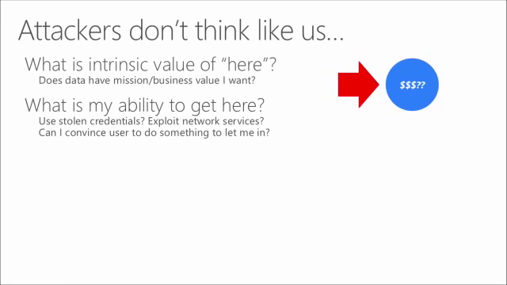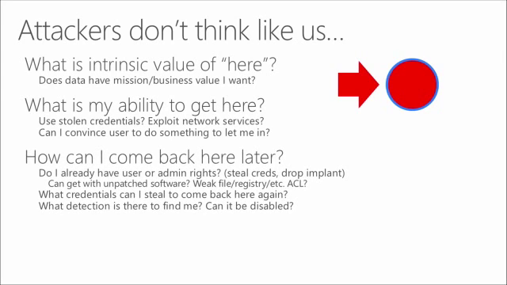He or she goes through a series of stages and asks, for any given asset like a server or workstation or a system, what is the intrinsic value here? Does it have data that I'm targeting? Does it have a mission or business value that I want to get access to? And then the attacker would ask, what is my ability to get here? Can I use stolen credentials? Can I exploit network services? Can I exploit a listening service? Can I convince the user to do something to let me in? And how can I come back here later?